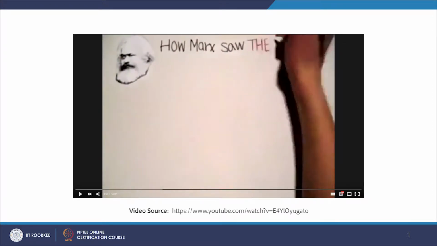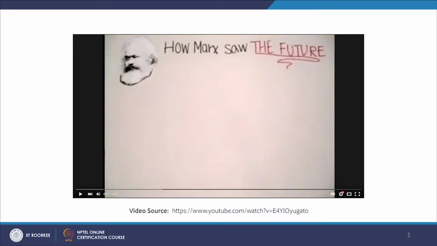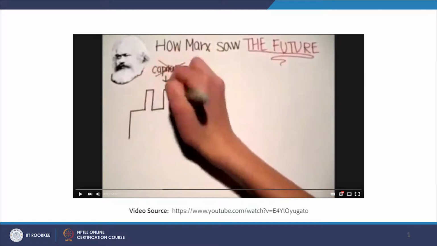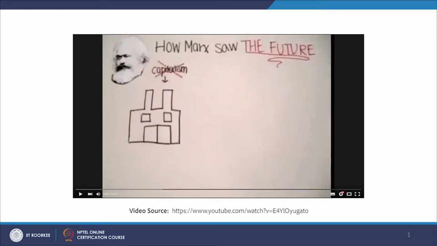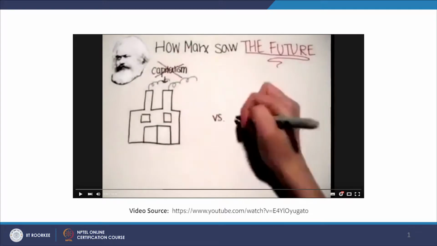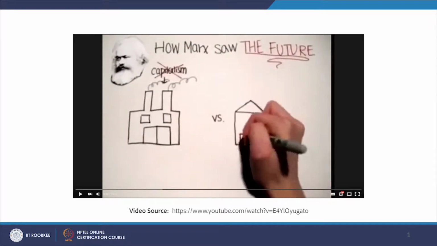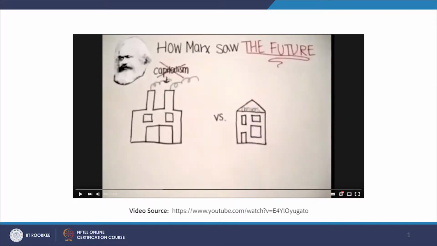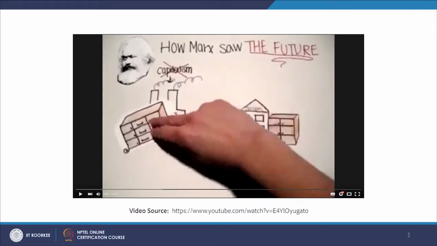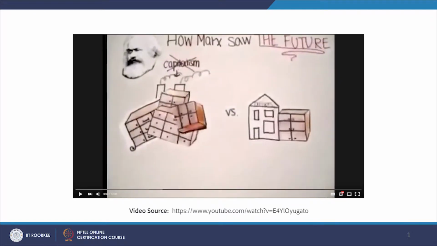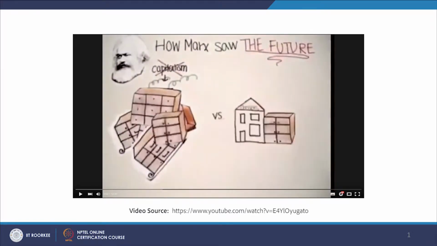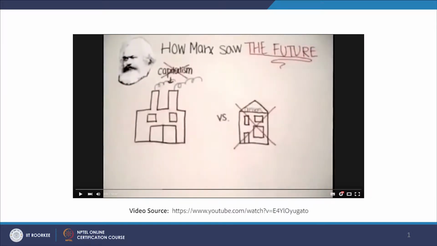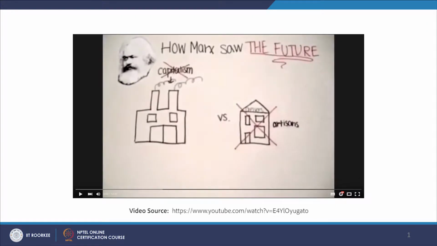How Marx saw the future. Marx thought that the capitalist system was going to destroy itself. He thought that the factories were going to end up competing against the small family-owned businesses. While a small family-owned business can make one dresser, in the same time, a factory can make many different dressers of many different designs. Marx thought that this would completely destroy all family-owned businesses. He thought that all of the artisans would disappear.